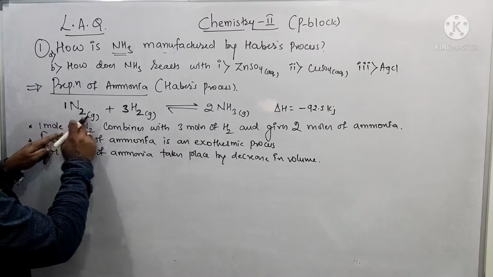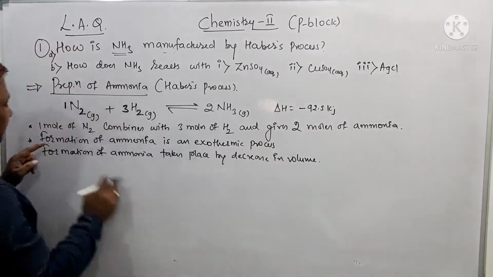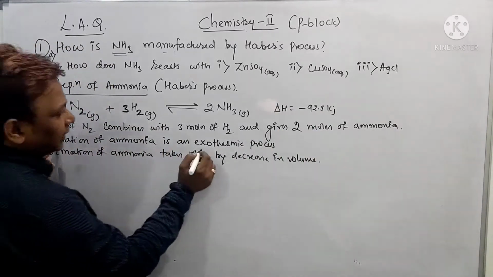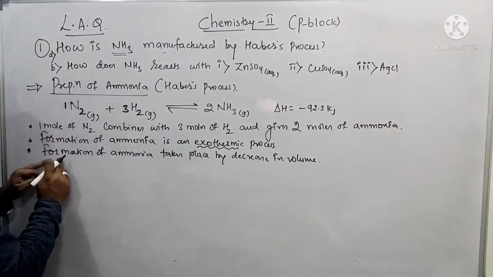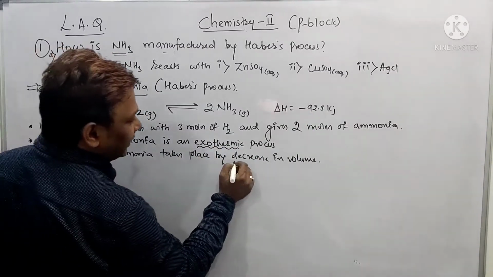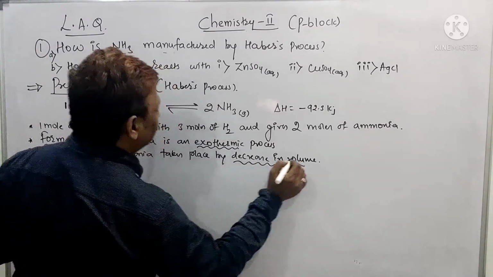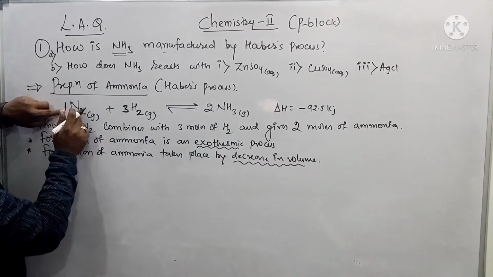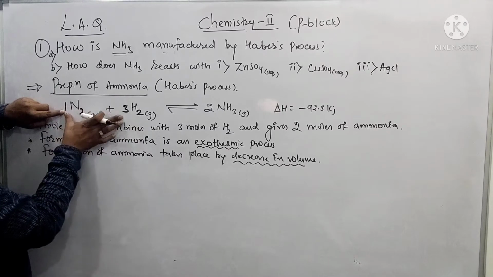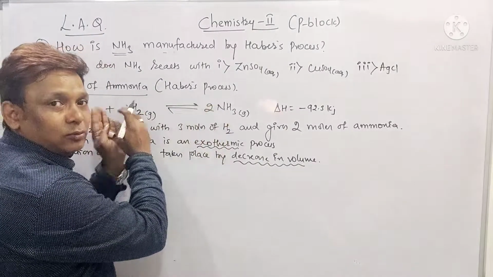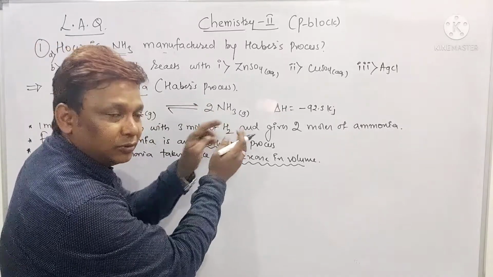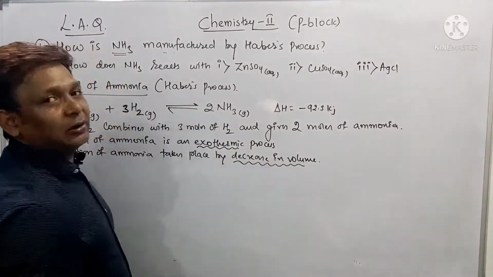So, the points over, beta. First one, by seeing the reaction we wrote the statement. Second point, formation of ammonia is exothermic because delta H is negative. Third point, formation of ammonia takes place by decrease in volume. Sir, how? Beta, here 1 mole of N2, 3 moles of H2, 1 plus 3, 4 moles. It gives 2 moles. 4 gives 2. Volume decreases.